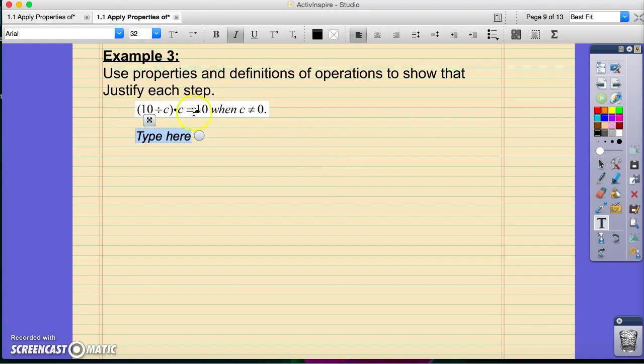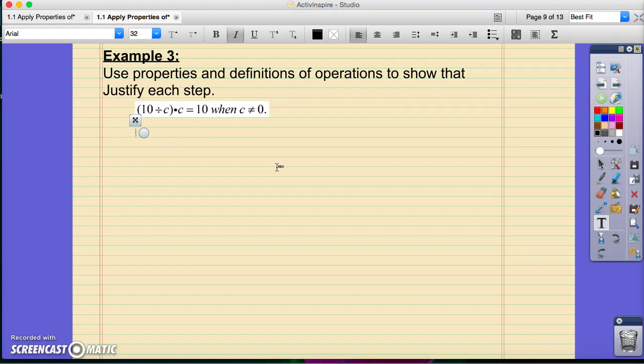So the first thing we're going to do is, do you see how in the parentheses it says 10 divided by C? All right. Look back in your notes where you saw division. We only saw division in one spot, right? Well, and we're only going to change one thing at a time. So division can also be written as multiplying by the reciprocal, right? So let's change it here.